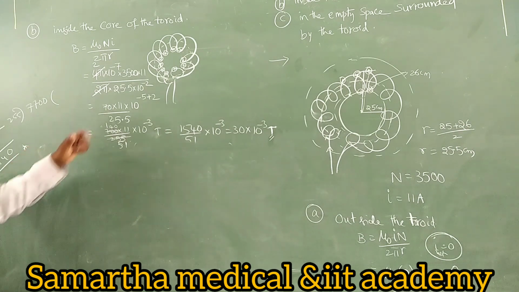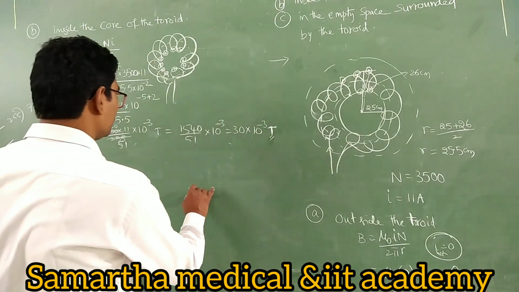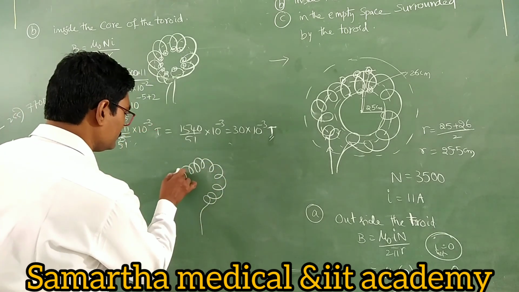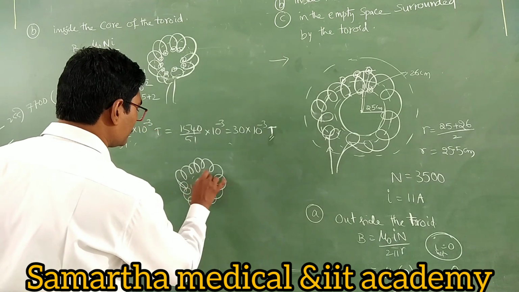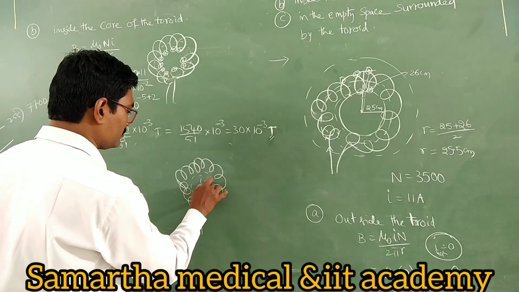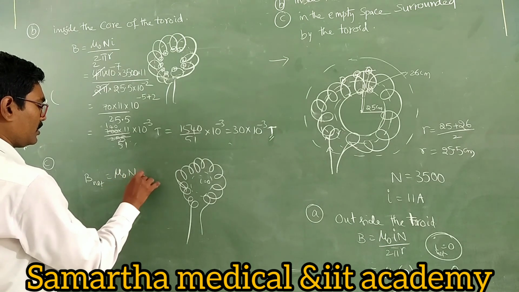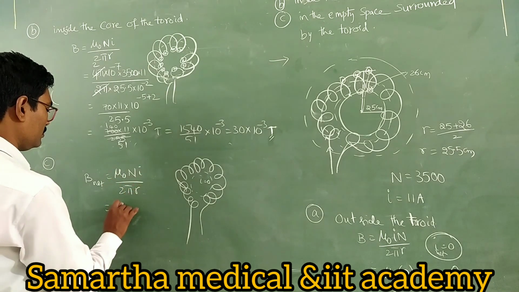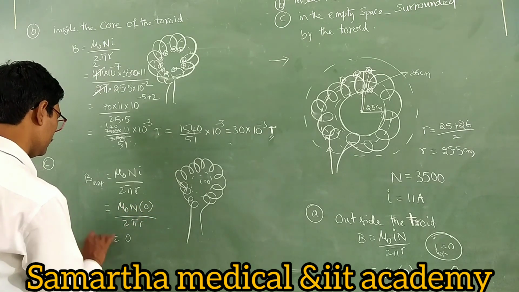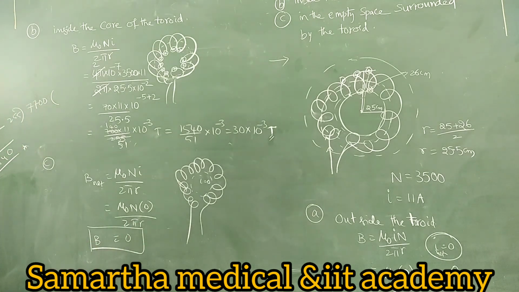Then for part C, what is that? In the empty space surrounded by the toroid. So empty space surrounded by the toroid means, see here, this is a toroid. Empty space is this. Is there any current enclosed by this Amperian loop? No, I is 0. So B net is equal to mu naught N i by 2 pi R, so mu naught N into 0 by 2 pi R. So answer is 0.